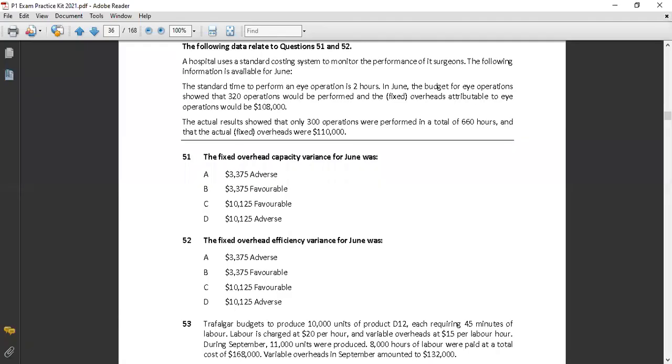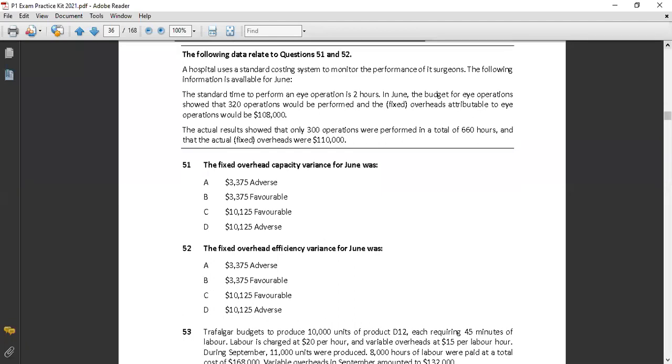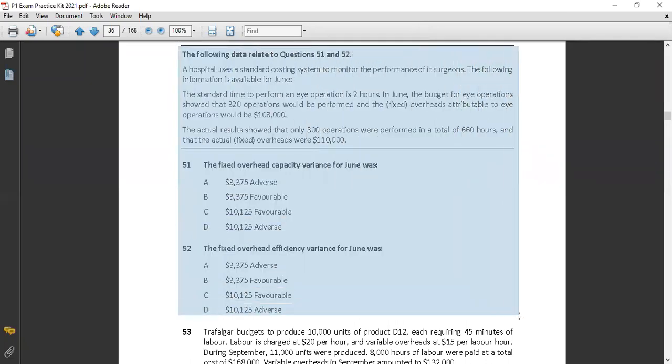Let's take up the next question. The following data relate to questions 51 and 52. So let's take up both of them in one go. I'm putting this data in the Excel file.